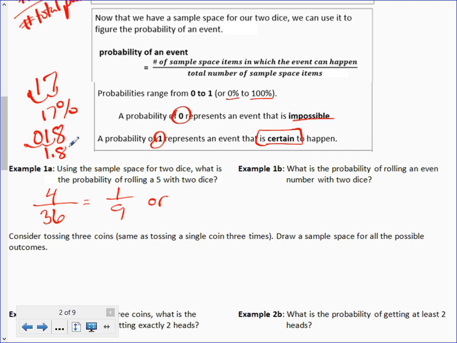This would be 1.8%. Just move it to the right 2 places. In this case, I think you get that, right? Round your percent to the nearest ones column. I don't care about 11.387. I don't really even care about 11.4, just 11%.